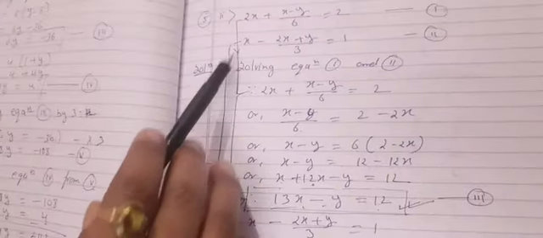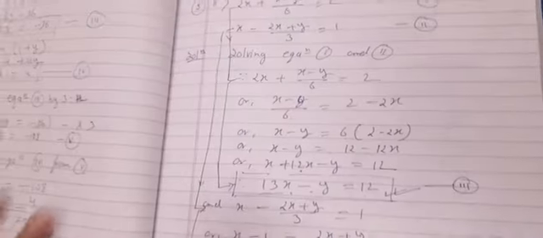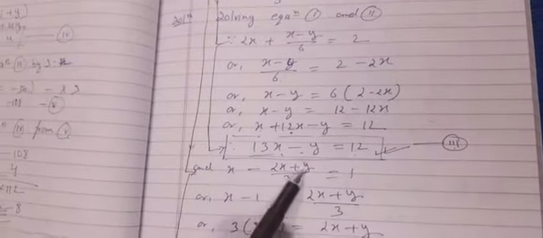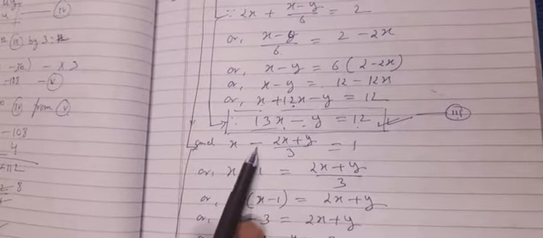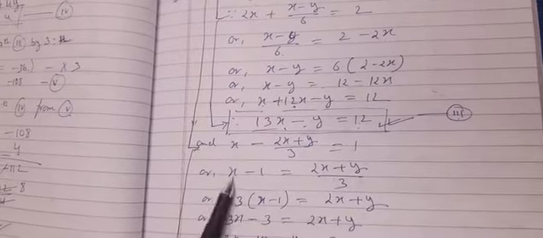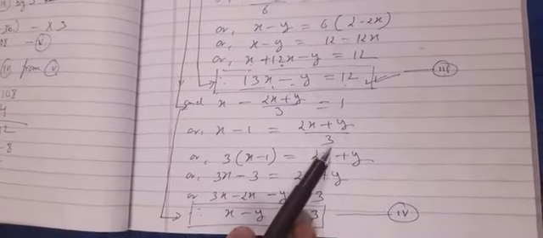Similarly, we will solve this equation to bring it in this form. Okay, so I did the same thing. x minus (2x plus y) upon 3 is equal to 1. I have transferred this number to that side. Here it is with a minus sign, now it is with a plus sign, and 1 shifted here, so it is x minus 1 is equal to (2x plus y) upon 3.